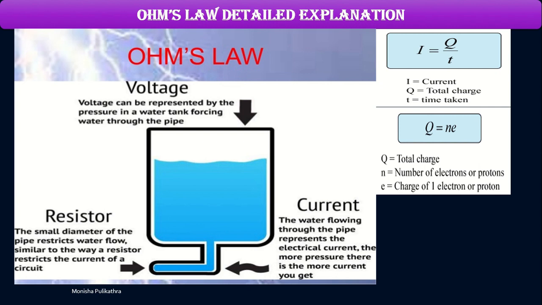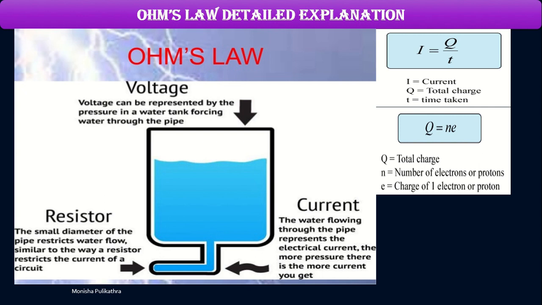I will explain this Ohm's law by taking this water tank as an analogy. Here the voltage can be represented by the pressure in the water tank forcing the water through the pipe. If there is a small pipe, then the pressure of the water level will increase to push the water outside. So voltage can be represented by this pressure in the water tank. Whereas the resistor is the small diameter of the pipe, which restricts the water flow, similar to the way a resistor restricts the current of the circuit. So how the resistor restricts the current is similar to the way the small pipe restricts the water flow.